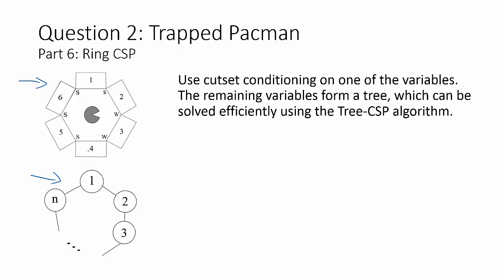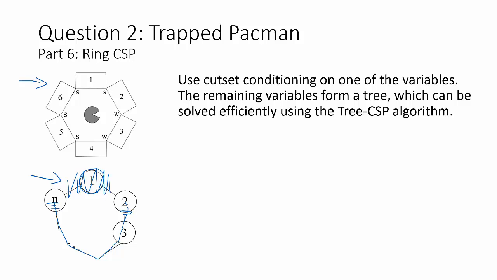We fix one of the variables, let's say x1 for convenience, and try assignments to x1. As long as we make sure to filter out the values from the neighboring variables, that is x2 and xn in this picture, that are not consistent with the assignment we just made for x1, then effectively what happens after assigning x1 is that the node gets removed and we're left with a tree. Now we can run the tree CSP algorithm and efficiently solve the CSP.